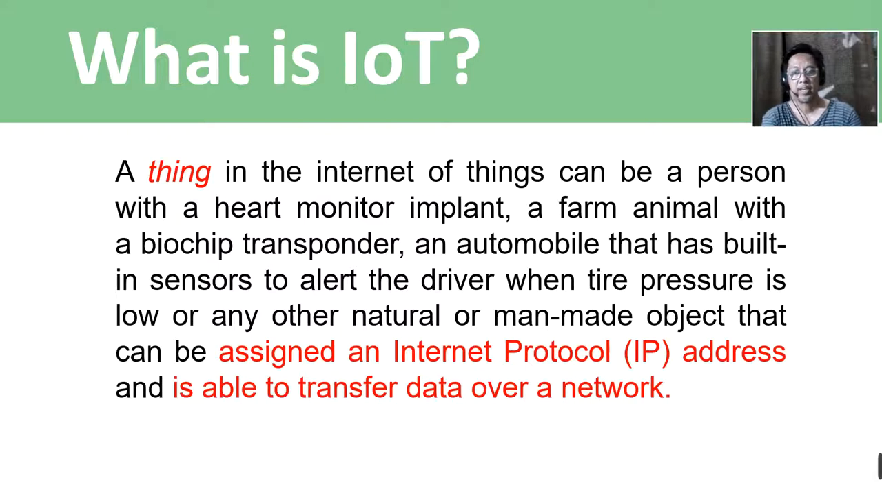A thing in the Internet of Things can be a person with a heart monitor implant, a farm animal with a biochip transponder, an automobile that has built-in sensors to alert the drivers when the pressure is low, or any other natural or man-made object that can be assigned an Internet protocol or IP address and is able to transfer data over a network.